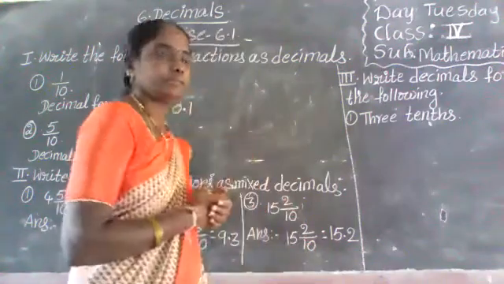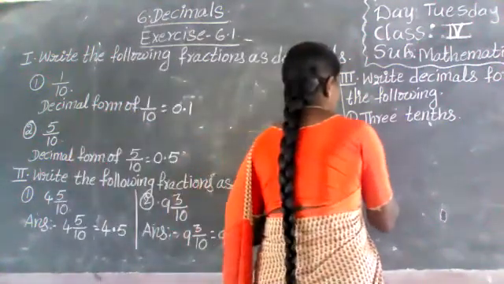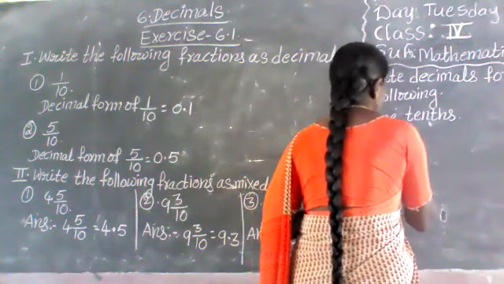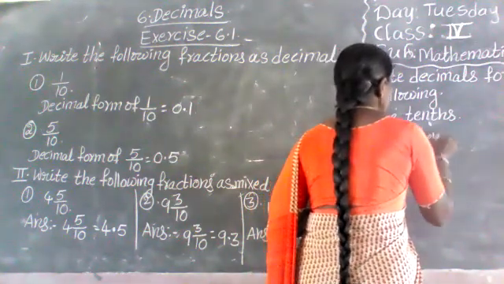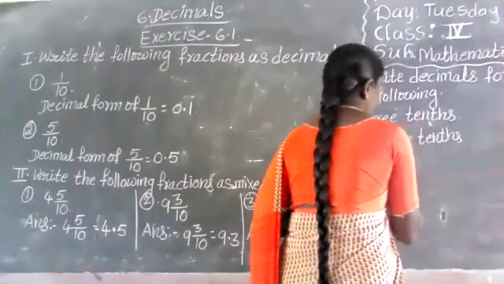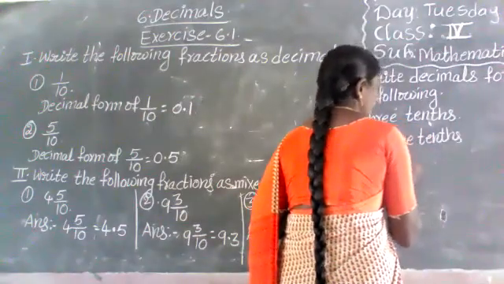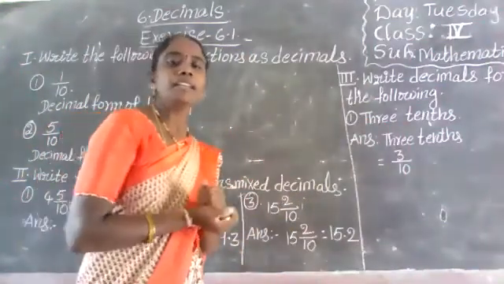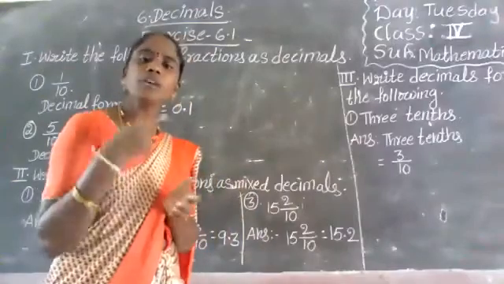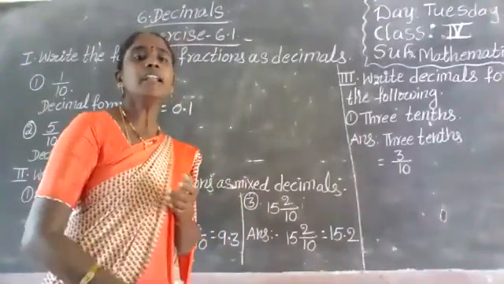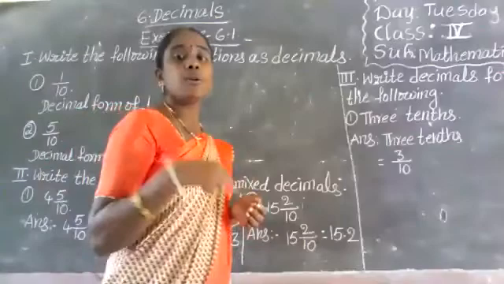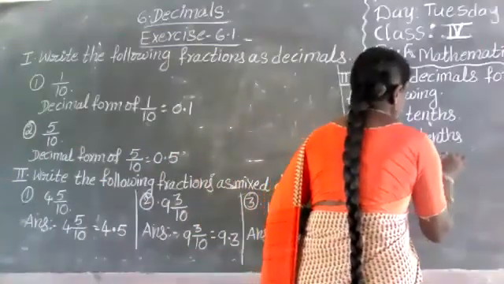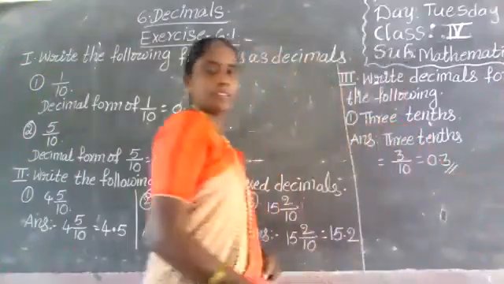3/10 equals, first, 3/10. Yes, is it correct or not? Yes, very good. 3/10. This 3/10 you can now change easily into decimal form. 0.3. That is decimal form. Okay? Did you understand?